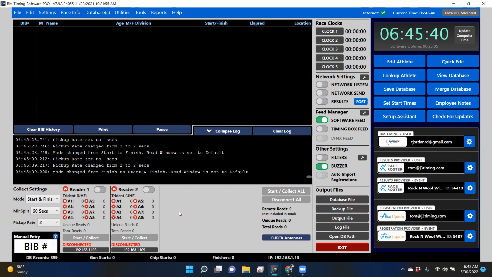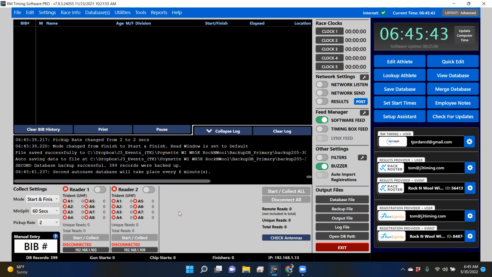Why would we use start finish mode? There's really only one reason, and we would try to avoid this if at all possible. It's if we have people starting and finishing the race at the same time.